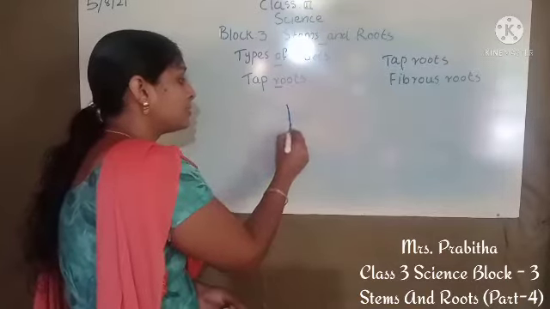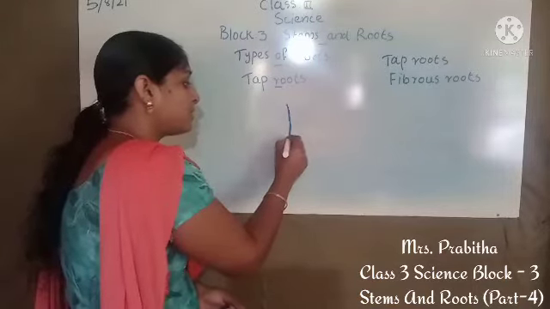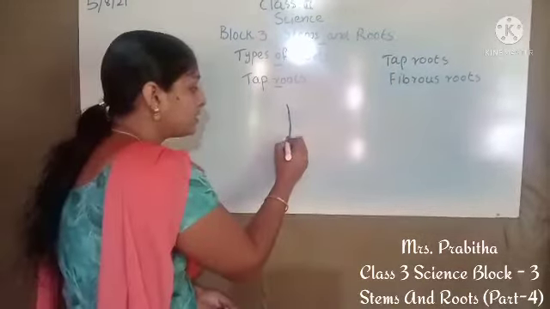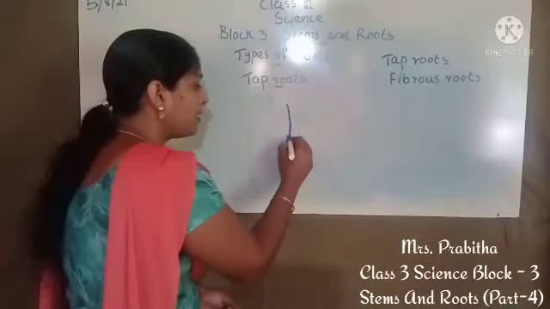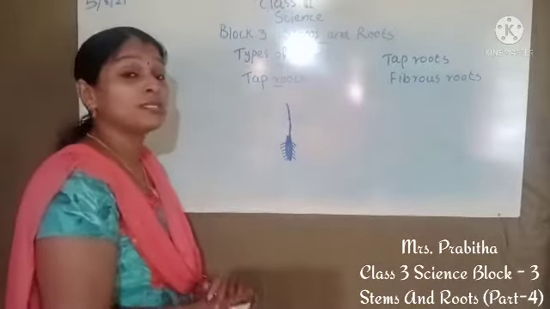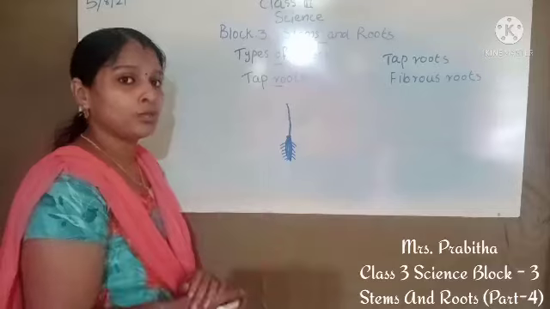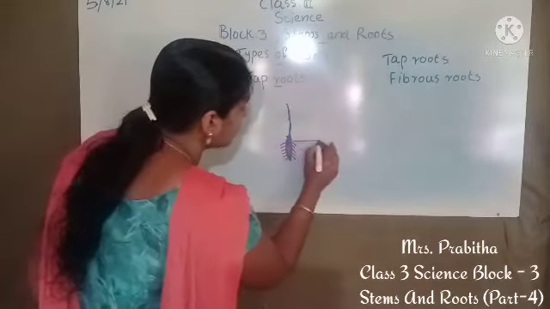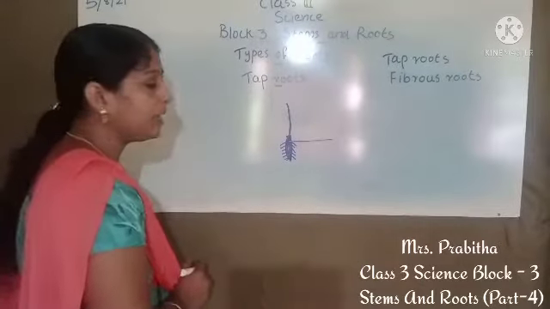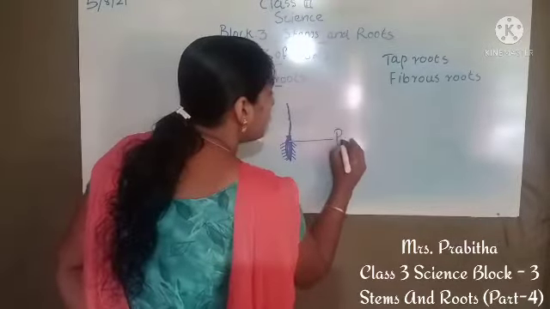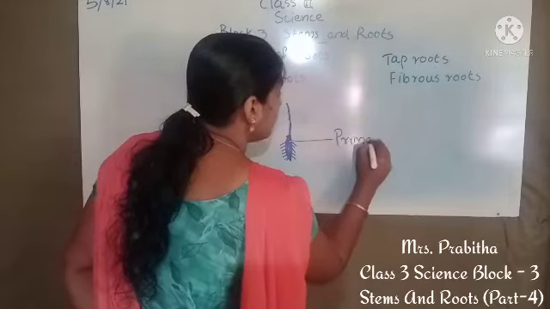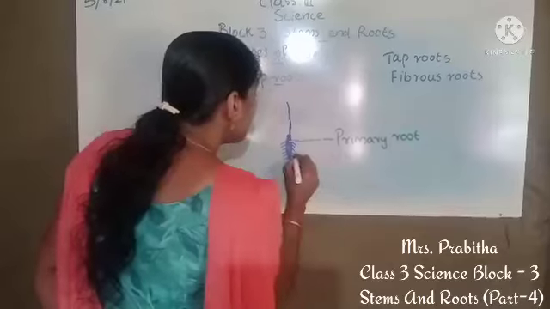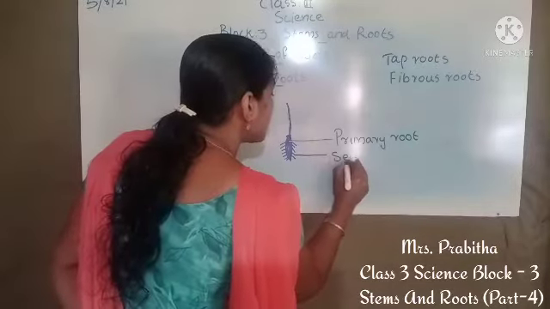So this is the stem. This much we can draw for the stem. At the bottom of the stem is the root, isn't it? So this is the main root. Some small roots are coming from the main root. This strong main root is called the primary root, and these small roots are called secondary roots.